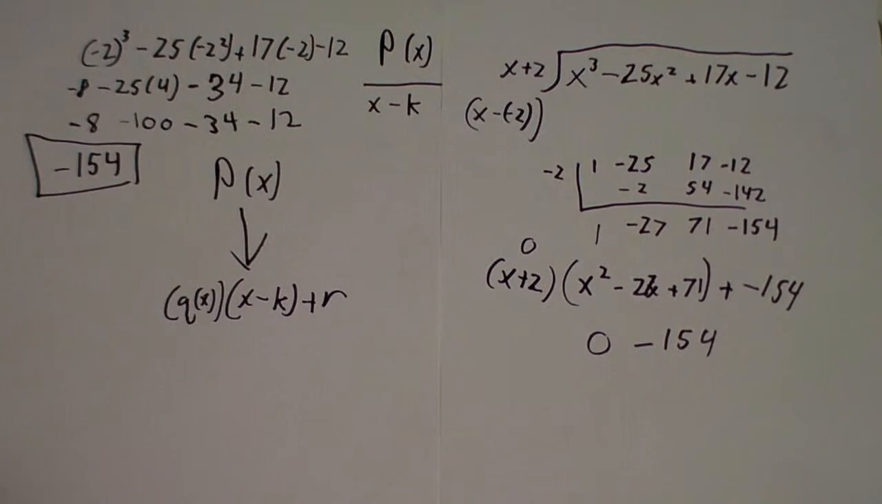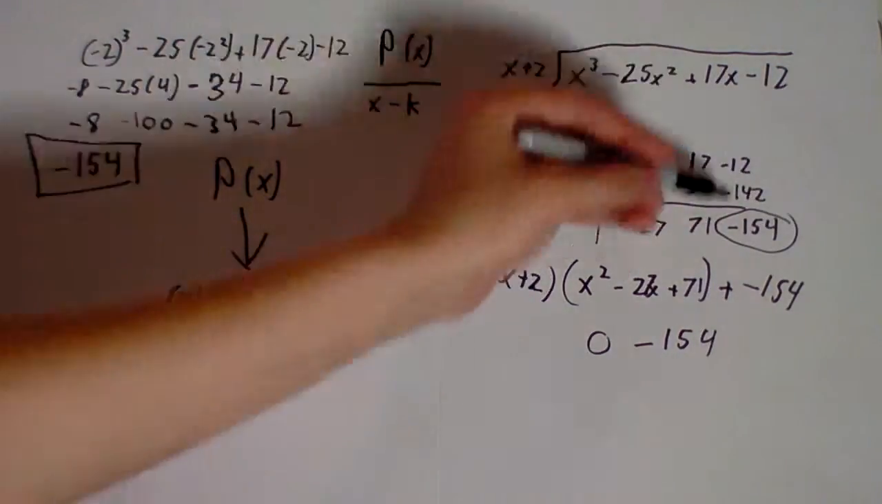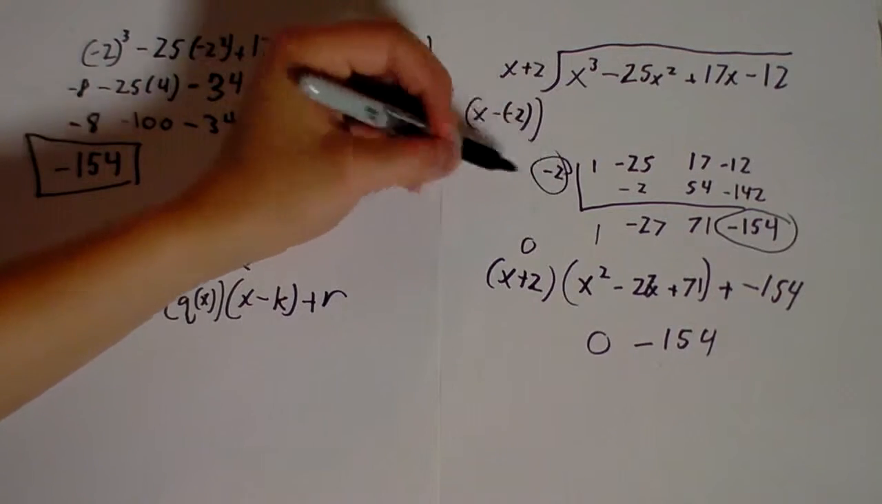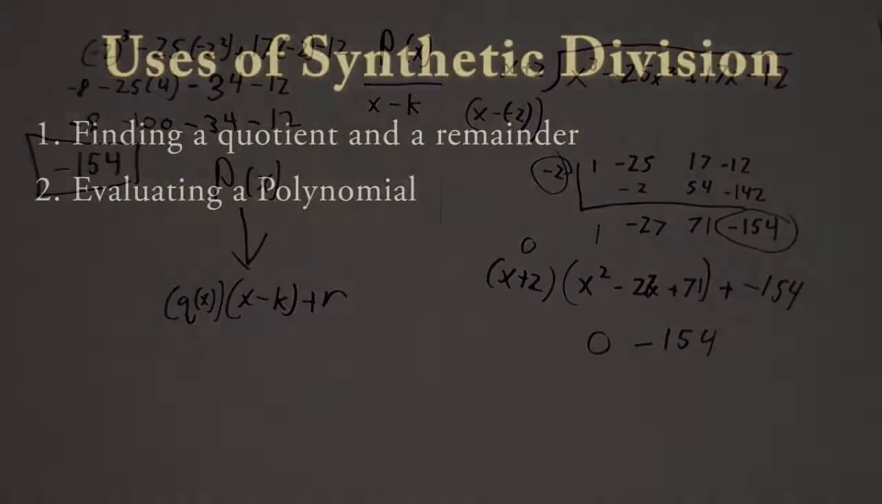So there are actually two ways to evaluate a polynomial. You can plug in a certain value for x like we did up here, or you can just do synthetic division, and the remainder is always going to be the polynomial evaluated at k. So that's the second use. The first use of synthetic division was finding a quotient and a remainder. The second use is evaluating a polynomial. I think that's a pretty cool use.